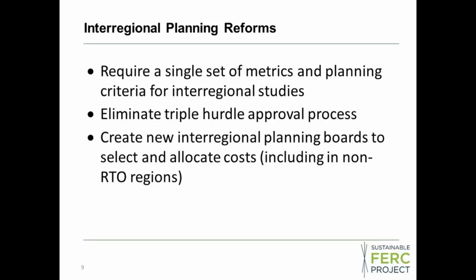We think it would also behoove FERC if it looked a little more assertively into the issue and set up new interregional planning boards to both select projects and allocate the costs of those projects. And we believe that FERC can use the same authority under Section 206 of the Federal Power Act that it used to develop regional transmission organizations to help set up these interregional planning boards. It probably will not be the easiest lift to achieve, but we think that's also really important.